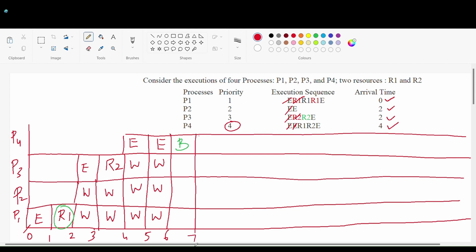Now at 7, P3. The process P4 is going to the blocked state. There are three processes in the system right now: P1, P2 and P3. Which process will execute? P3, because P3 has high priority. So P3 will start to execute again. P3 will execute R2, and other processes will go to the waiting state.